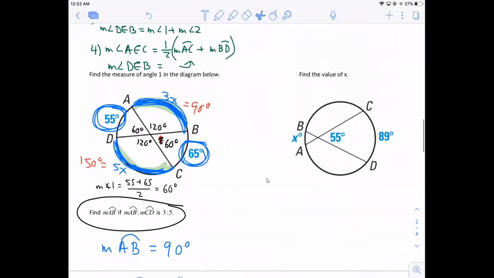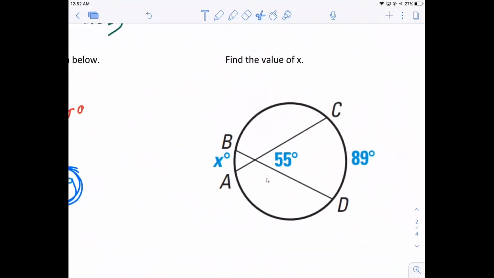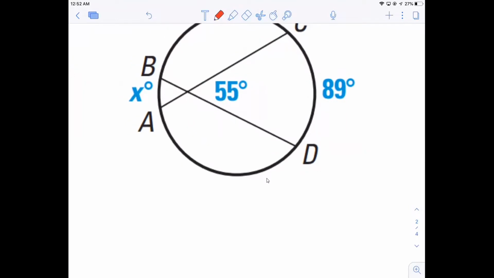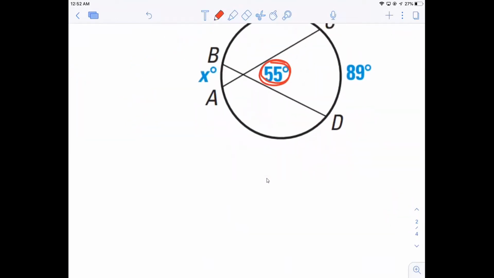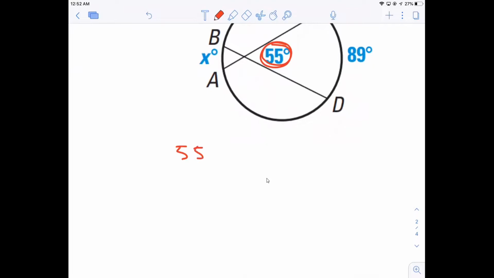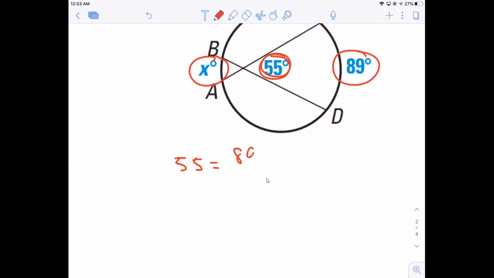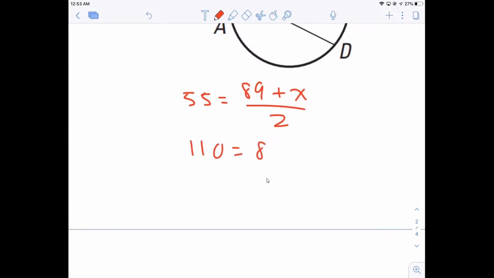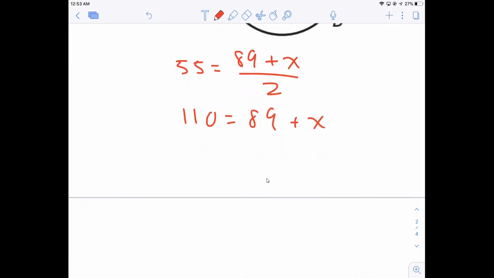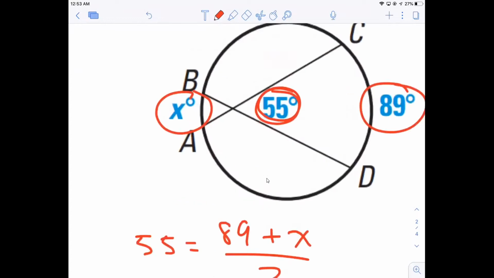All right, let's take a look at this one to the right. Find the value of x. So we're given the angle formed by the two chords. So we know this 55 degrees is going to equal half the sum of these two guys. And you guys know what half the sum is? That is just the average. So you can also think of this as the average of the two intercepted arcs. So we can also say (89 plus x) over 2, right? That's the average. So 110 equals 89 plus x when you cross multiply. What's 110 minus 89? I think that's 21 equals x. So x is 21 degrees.